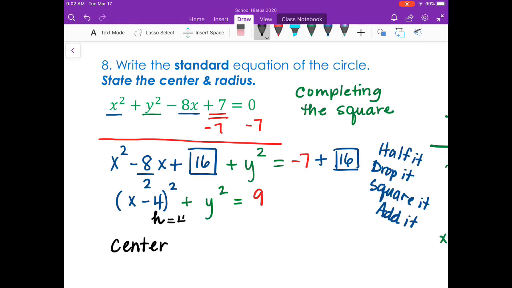Now we can identify the center of the circle by the h and k values. Also, r squared is 9. The center of the circle is (4, 0), and the radius is 3.